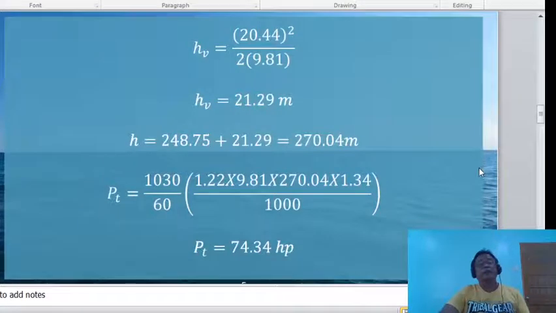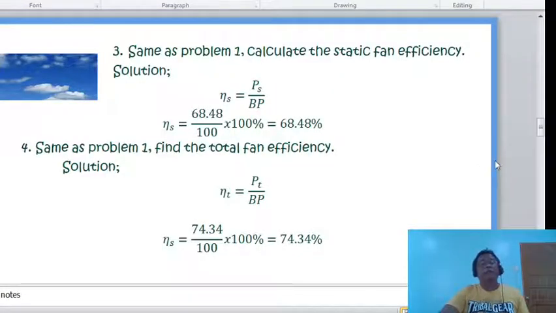Next, for number 4, find the total fan efficiency. By this time, class, we are going to consider the total power. So the total fan efficiency is equal to 74.34 horsepower divided by 100 horsepower, which is 74.34%. Okay, so very easy, class.